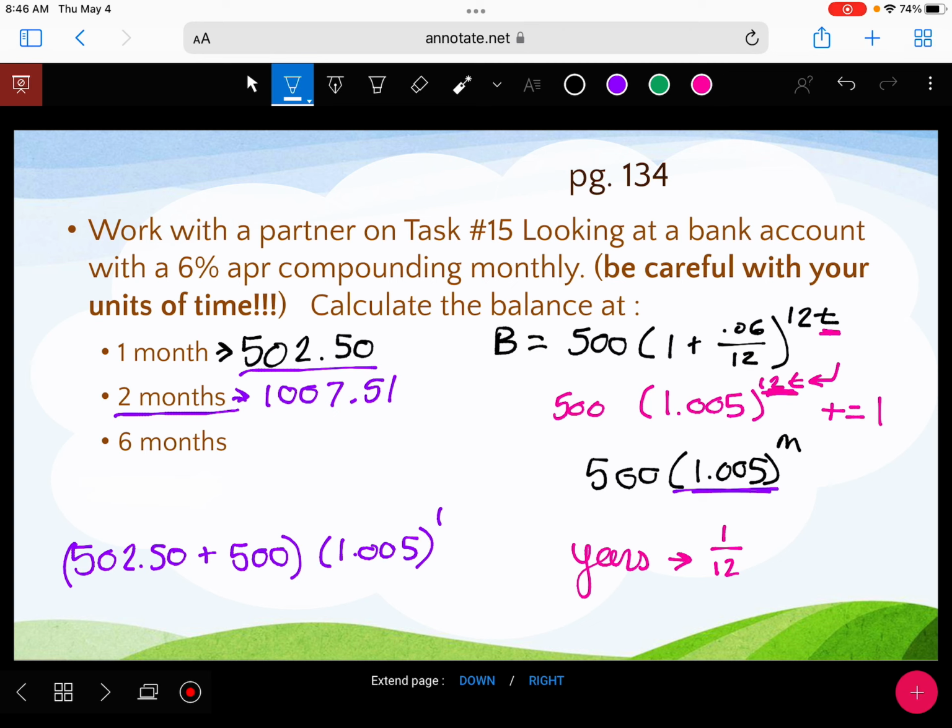Okay, so did we find out how much money they're going to have in 6 months? How much money are they gonna have in 6 months? What do you think? When I did it, I got, let's see, a little over $3 grand. Yeah, me too.